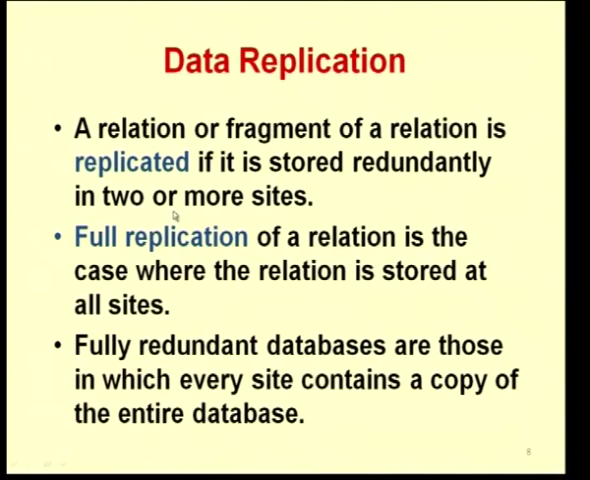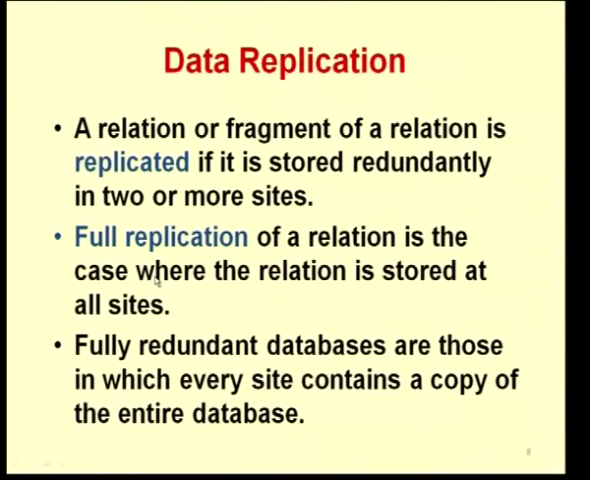So, what happens? A database itself, the complete database, can be stored in two sites, or a fragment or a particular relation alone will be replicated redundantly. Redundantly means it will be in more than one place. Full replication of a relation is the case where the relation is stored in all the sites, and fully redundant databases are those in which every site contains a copy of the entire database, but this is not necessary.